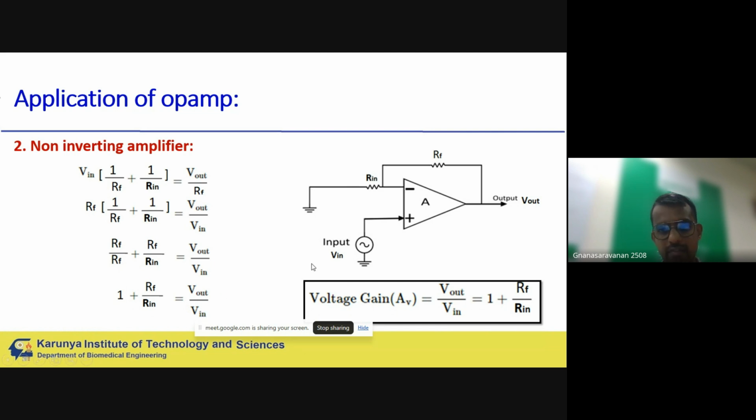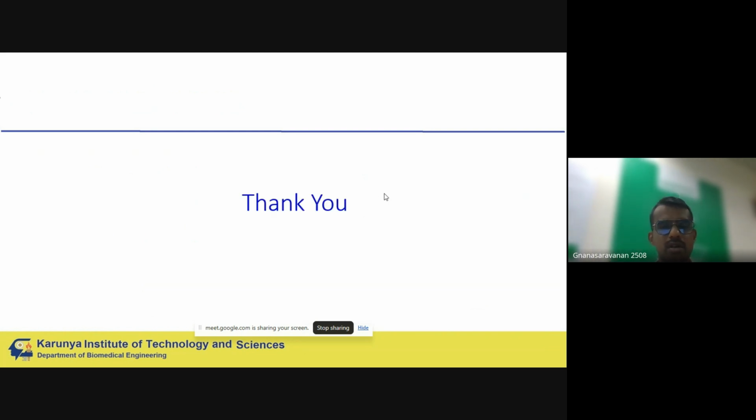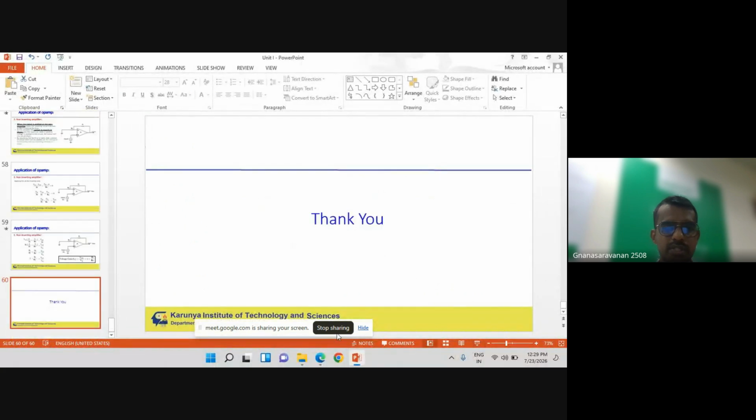It is still Rf by Rin, with 1 added to it. Suppose Rf by Rin is 1000 in the inverting amplifier; in the non-inverting amplifier, the same Rf and Rin give 1001 as the gain. The gain is slightly increased in the non-inverting amplifier. So as simple as that. So that's all about the first unit. We are done with unit 1 or module 1.